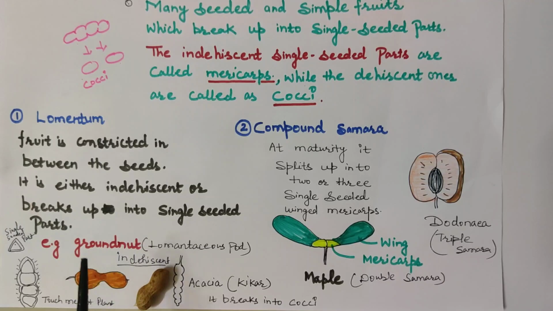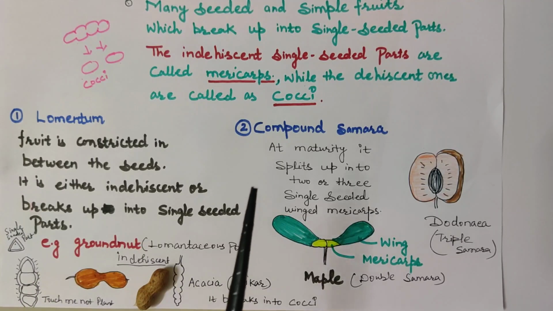One more example of lumentum is acacia, kikar. In kikar, the main fruit breaks into parts, and those parts are called cocci because they are going to rupture to release their seed. Another example is the touch me not plant, and this unit is showing the single seeded part which formed from it after breaking down of that part or its separation from the main fruit.